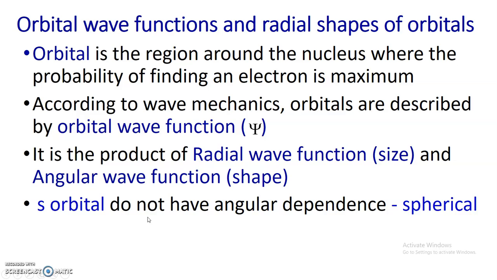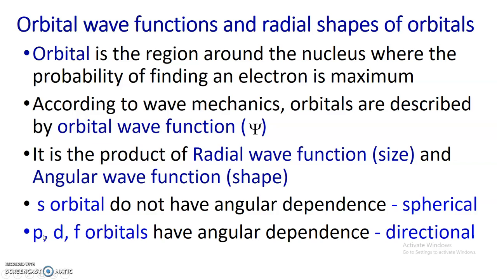For S orbital, the angular dependence is not there, and therefore it is spherically symmetrical, whereas P, D and F orbitals have angular dependence, and therefore these are directional. P orbital is dumbbell shape, D orbital is double dumbbell shape, F orbital has a three-dimensional complicated structure.